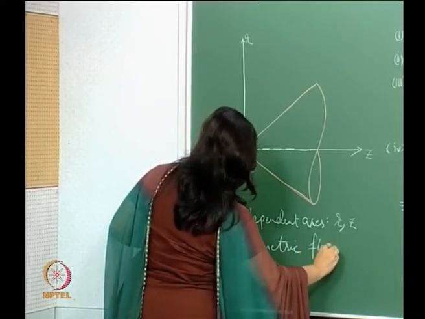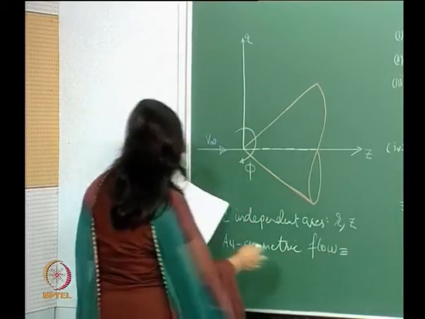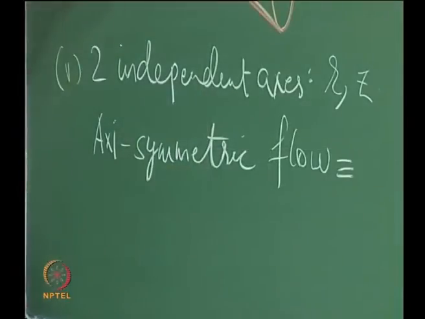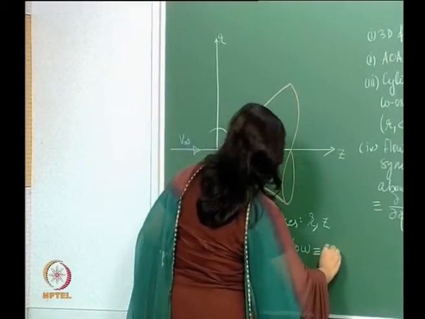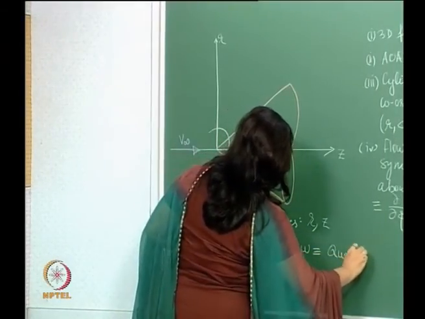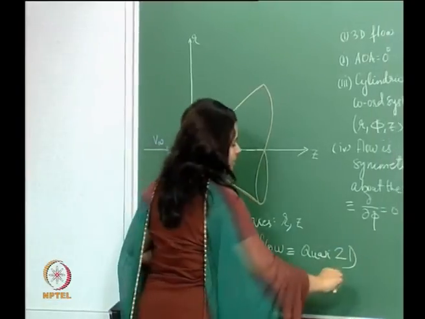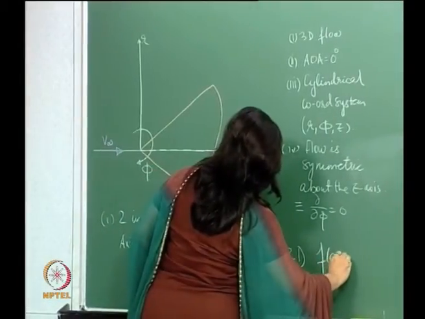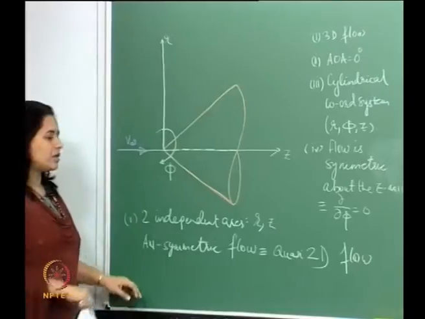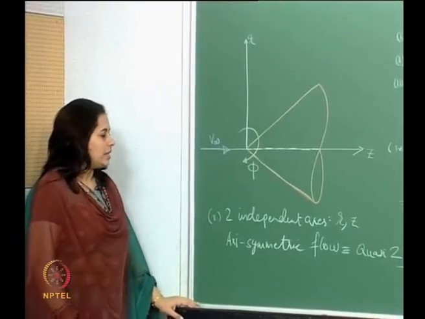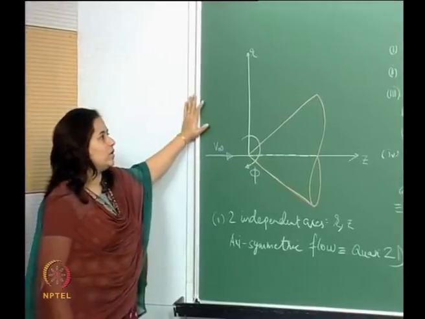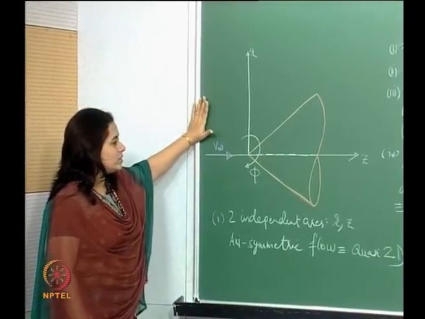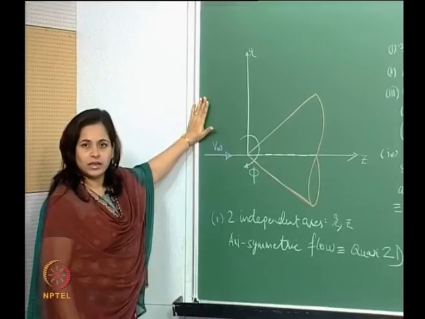What that means is that this is an axisymmetric flow, right? It is an axisymmetric flow, which also essentially means that it's a quasi 2D flow, right? It's a quasi 2D flow. This is the kind of problem that we're going to look at now.